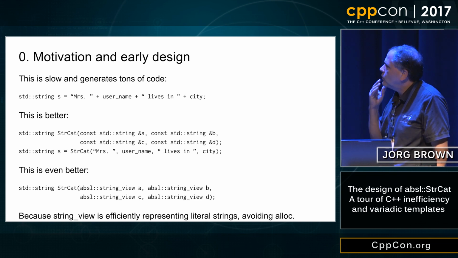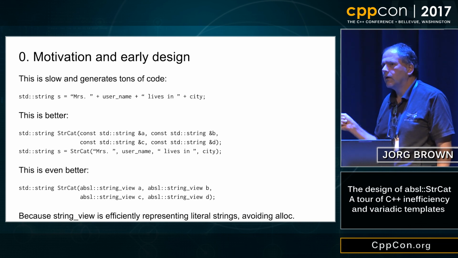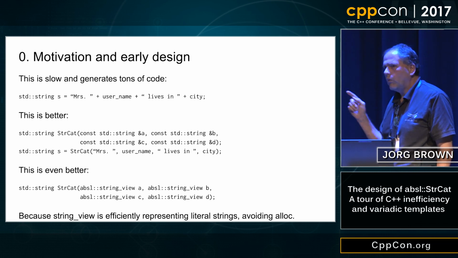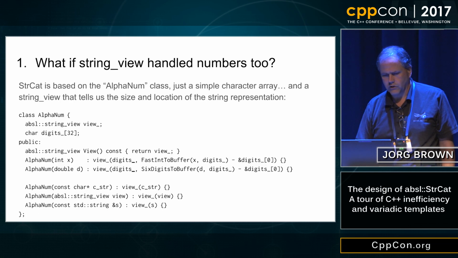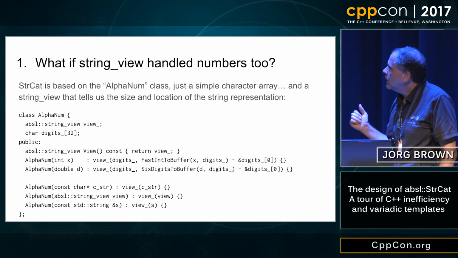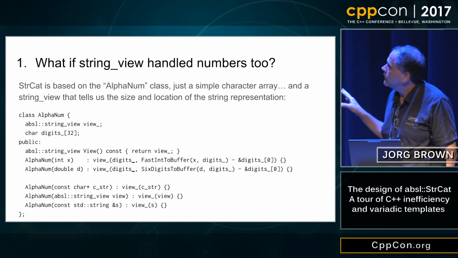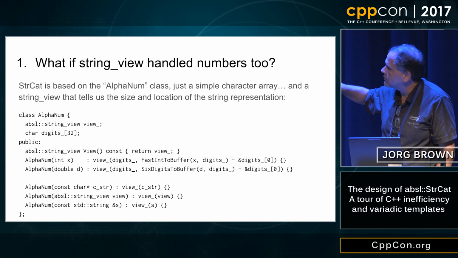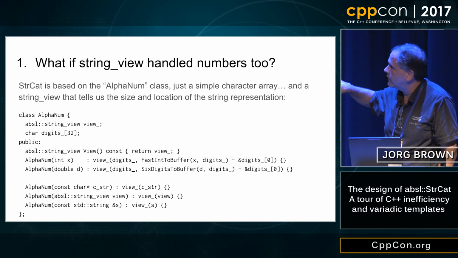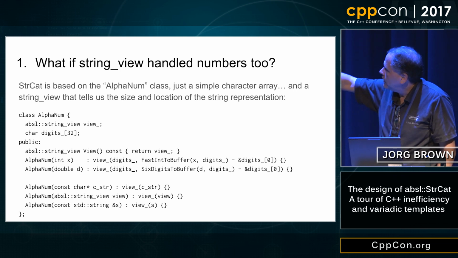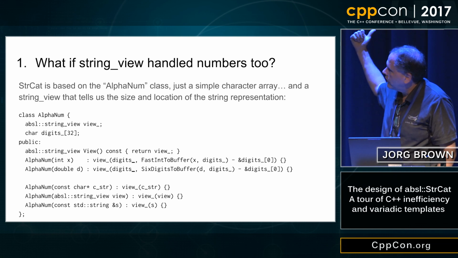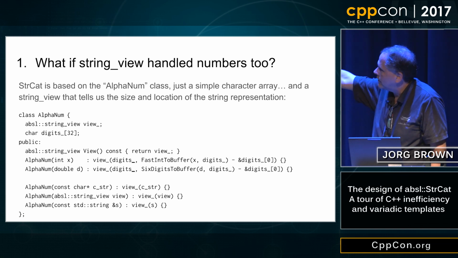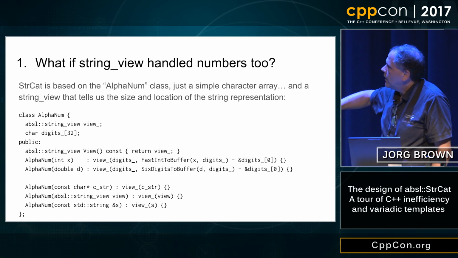So that's already quite a lot faster. Having done that, I thought, well, wait a minute, if string_view is doing this thing where it automatically converts string literals into pointer-length pairs, what if I could also do that for integers and floating point numbers? So I created yet another class called AlphaNum. It's simple, it's basically just a string_view, but also a small pad where you can store the digits of a number. And as you can see, there are two constructors. All they do is call some shared library code to take the integer or floating point number and stuff it into digits.